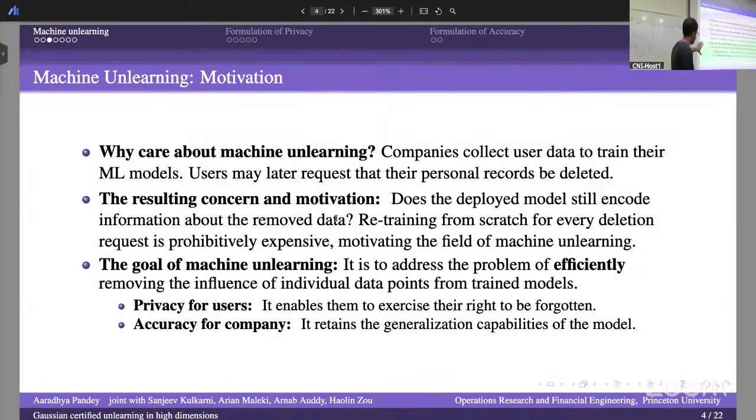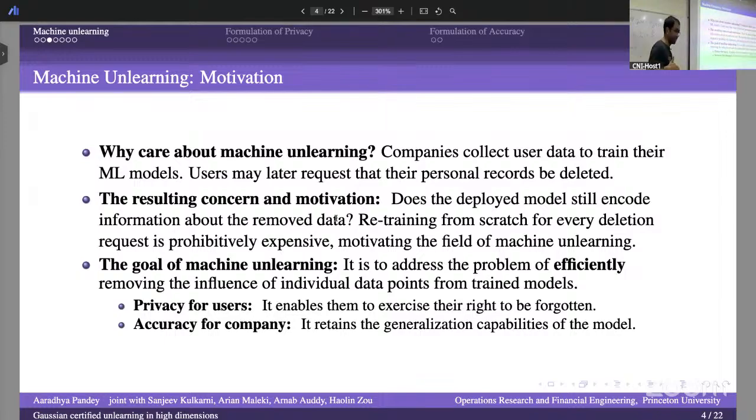So in the clearest terms, I will be more precise with symbols later. The idea is that we have to efficiently remove the influence of data points from a trained model. There are two aspects we need to be really careful about. We want to keep the privacy of users, and that's there to keep them happy. The other side is that we also want the model to be really generalizable, meaning it should have the same generalization capabilities as it had earlier.